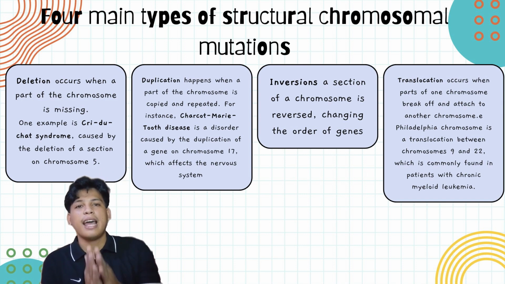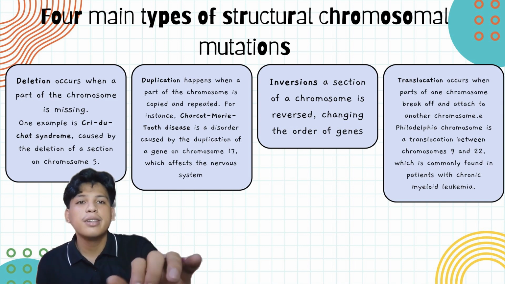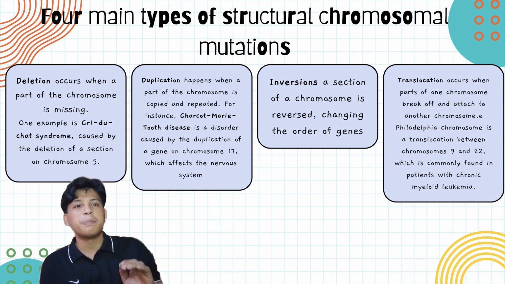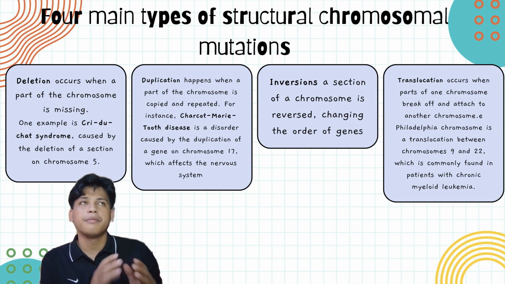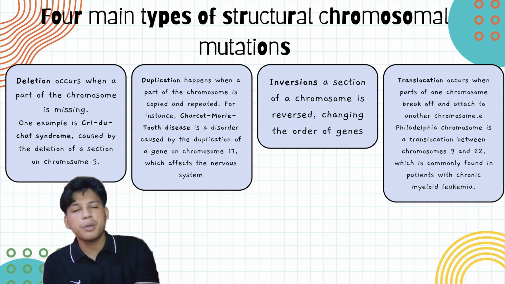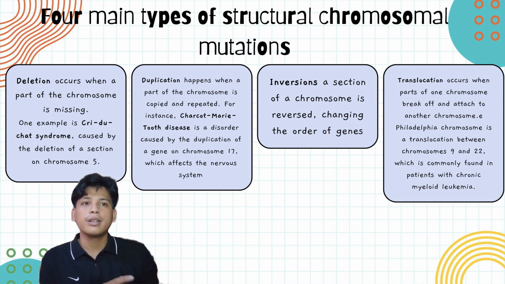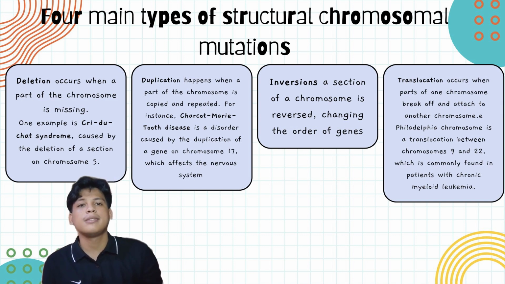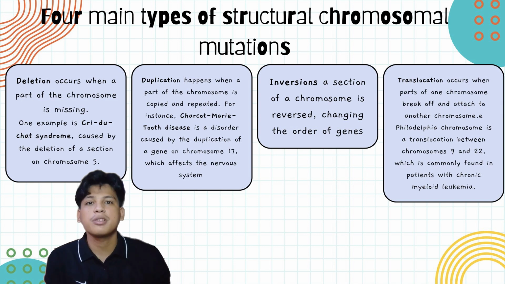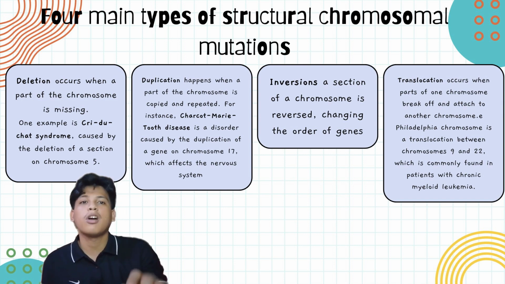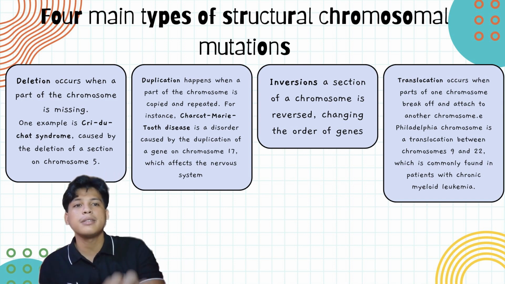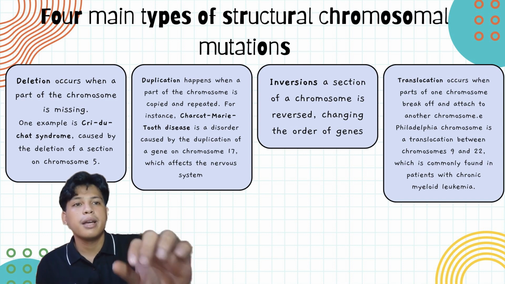And lastly, translocation. It occurs when part of a chromosome breaks off and attaches to another chromosome. This can lead to various genetic conditions or cancers. An example is the Philadelphia chromosome. It is a translocation between chromosomes 9 and 22, which is commonly found in patients with chronic myeloid leukemia.